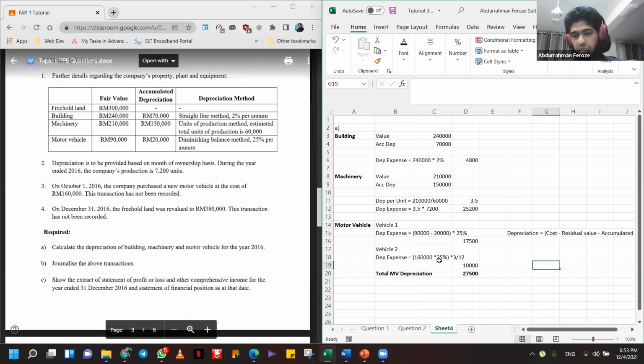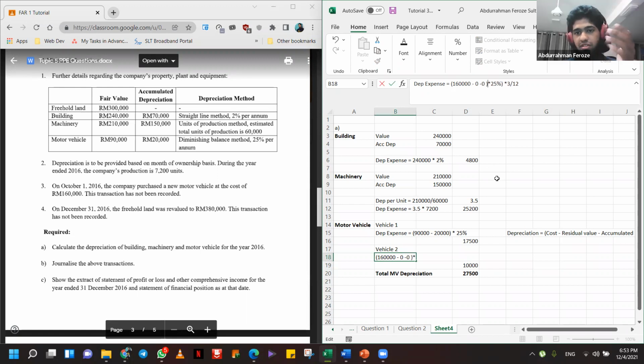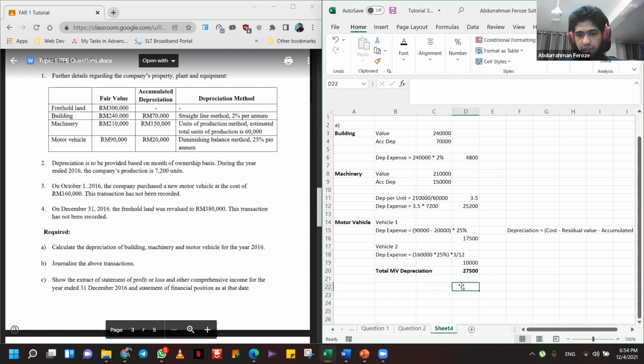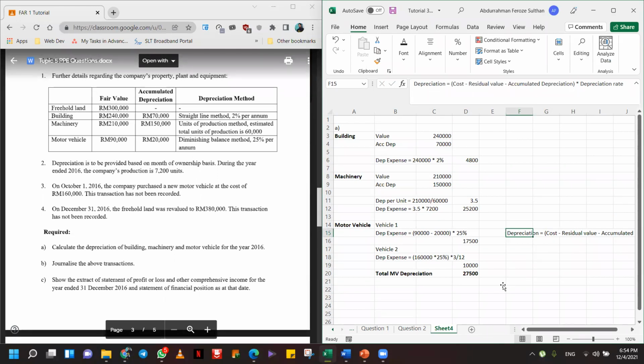To make it easy, if you really want, you could put -0, but it would be the same thing. So I just did not write the -0. I just directly multiplied it by 25%. That's clear, right? Yes, sir. Okay. All right.